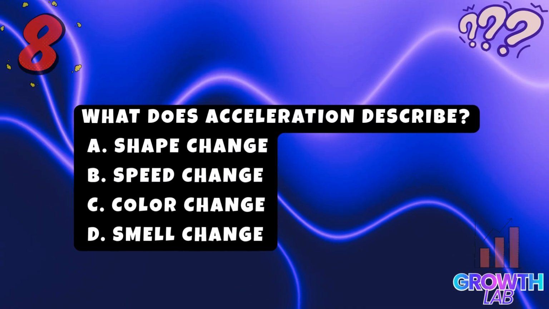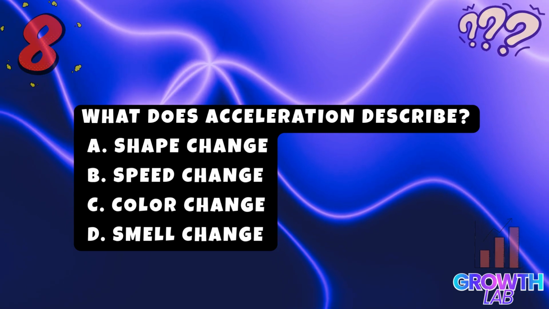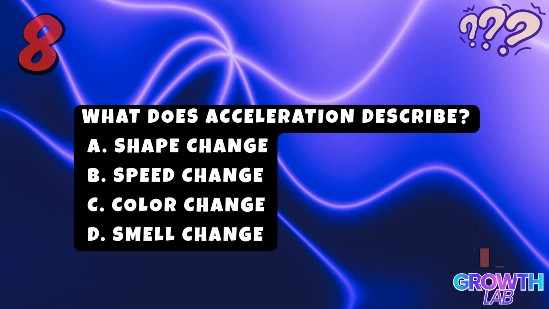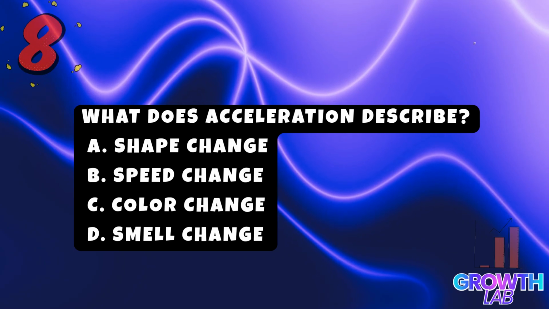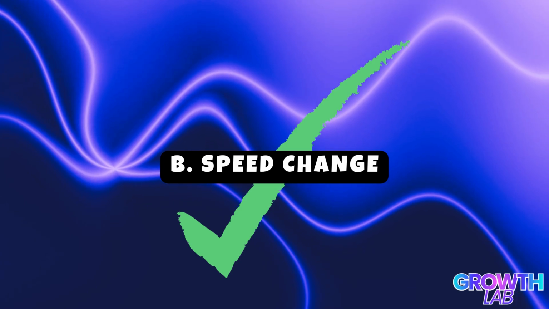Question 8. What does acceleration describe? Answer options are: Option A, shape change. Option B, speed change. Option C, color change. Option D, smell change. Correct option is option B, speed change. Acceleration means change in velocity.